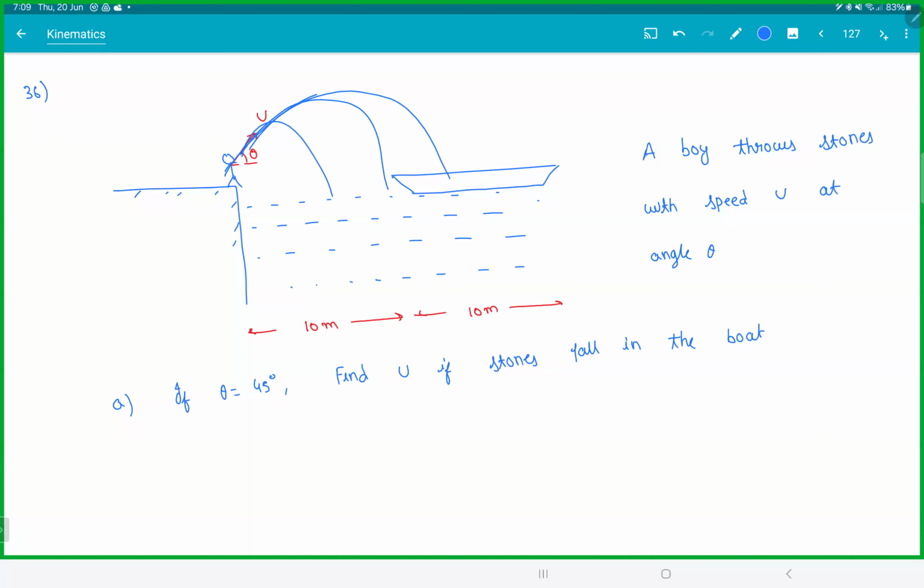Right? And then if you throw a little more, it falls in the boat, a little more here, and if a little more, then it goes out of the boat. That means there is a range of speeds. You can't throw too fast, you can't throw too slow. So find all those speeds for which the stone will fall in the boat.